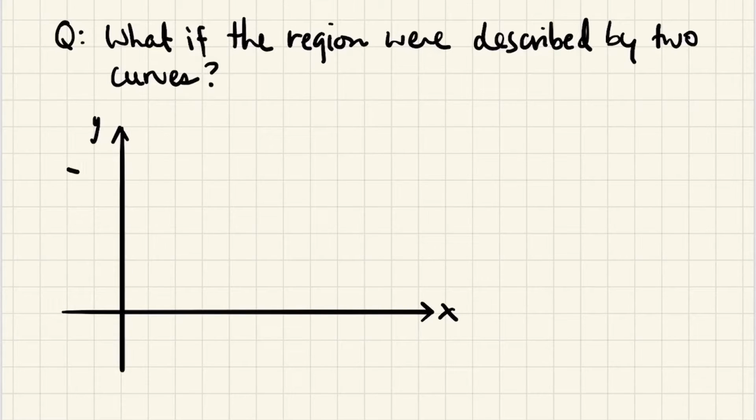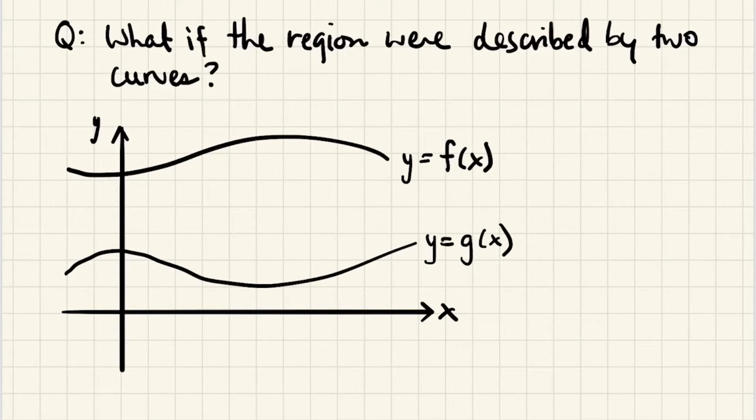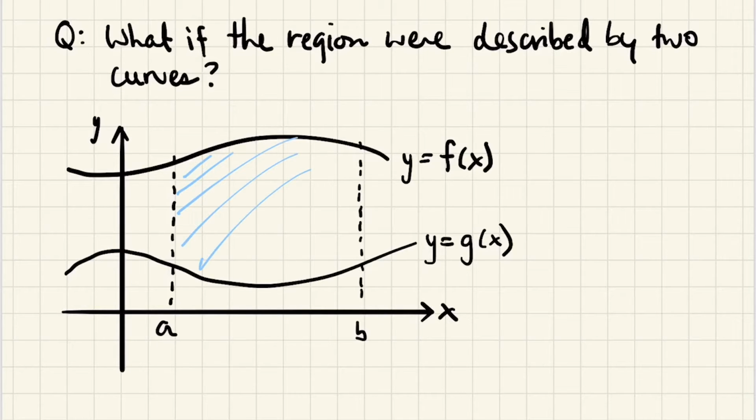So let's say we have a function here. Let's call it y equals f of x, and it's minding its own functionally business. And now we have a lower curve. Let's call it y equals g of x, and it's minding its own functionally business. And we still have an a and a b, and these are x values. But now we have a region that's bounded above by f of x and bounded below by g of x.